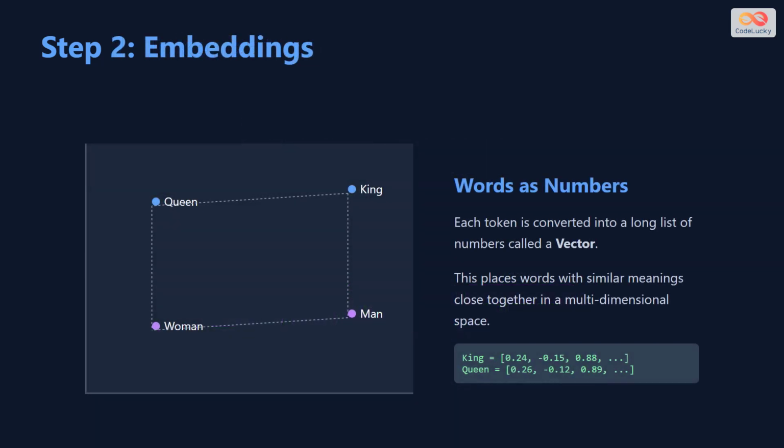Once we have these numbers, we convert them into vectors or long lists of coordinates. This is called embedding. In this mathematical space, words with similar meanings, like king and queen, are located physically close to each other. This helps the model understand relationships between words.